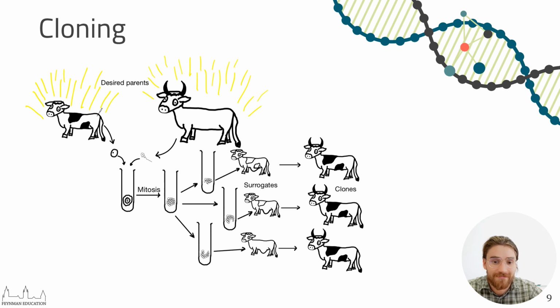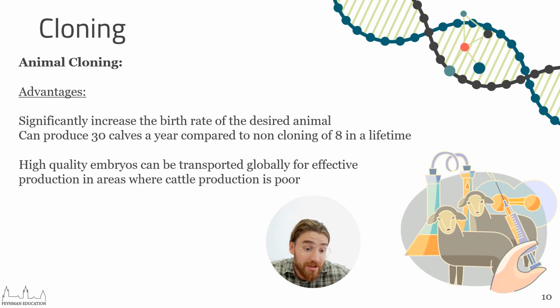So some of the advantages of animal cloning is, again, it increases birth rate significantly. You can have 30 calves a year as you're going to split that little clump into different surrogates, as opposed to maybe 8 cows in a lifetime. It's also going to have high quality embryos, which can be transported, as I said, globally, and it gives effective production in areas where cattle production is poor.